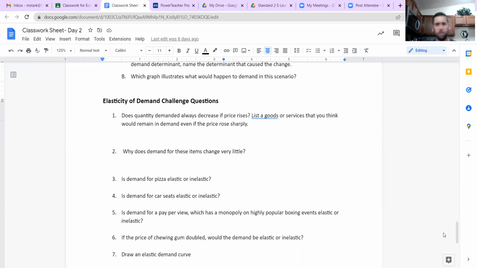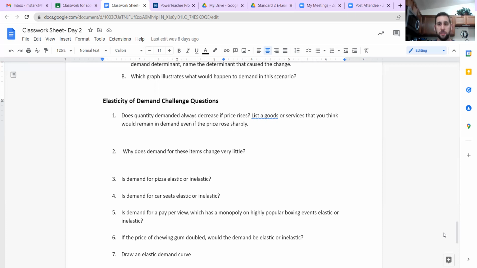Pay-per-view. This is a little bit of a hard one. I need to kind of change the wording, but you really want to watch like a MMA fight or a boxing match. There's no way you can go personally see it. Pay-per-view means that your only choice is to go and purchase it on TV. So that's inelastic.